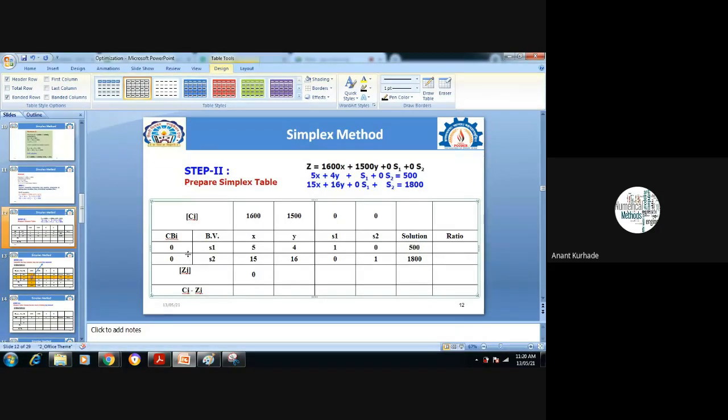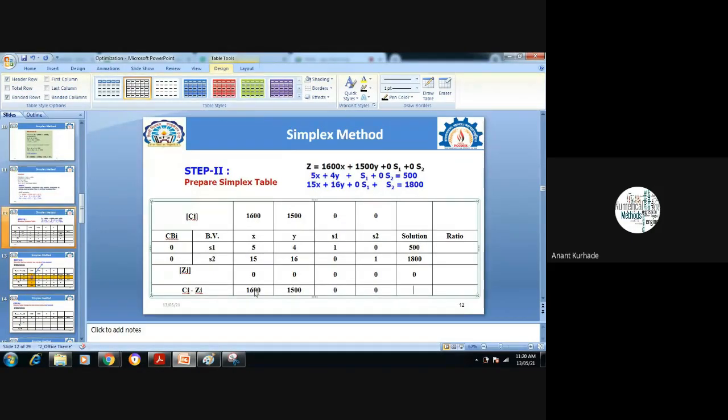Next, 0 into 4 plus 0 into 16. Again it is 0. Next, 0 into 1 plus 0 into 0. Here it is 0. 0 into 0. Again it is 0, and here also it is 0. Okay, now calculate Cj minus Zj. 1600 minus 0. It is 1600. Here it is 1500. Here it is 0, 0.